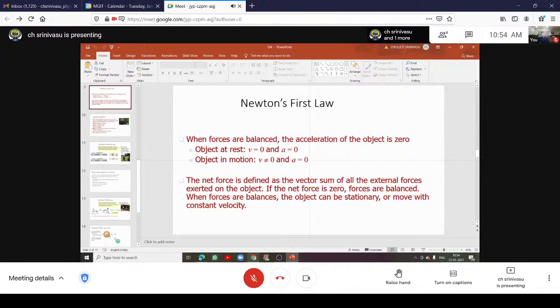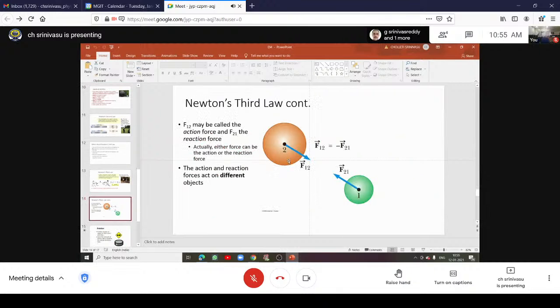If object 1 and object 2 interact, the force exerted by object 1 on object 2 is equal in magnitude but opposite in direction to the force exerted by object 2 on object 1. F1 may be called the action force and F2 the reaction force. Either force can be the action or the reaction force. The action-reaction forces act on different objects.